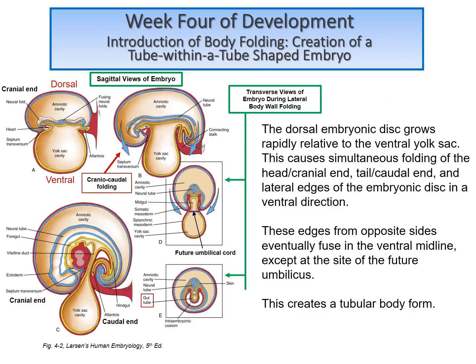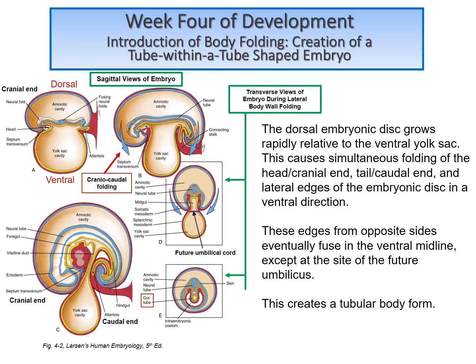In this last slide, I simply want to develop for you the notion of conversion of a flattened structure into a tubular structure by virtue of body folding processes. As we learn about the development of different organ systems, we will further elaborate on how such foldings move structures toward their adult positions and relationships. Recall that the trilaminar embryonic disc was a flat oval structure at the end of week 3.